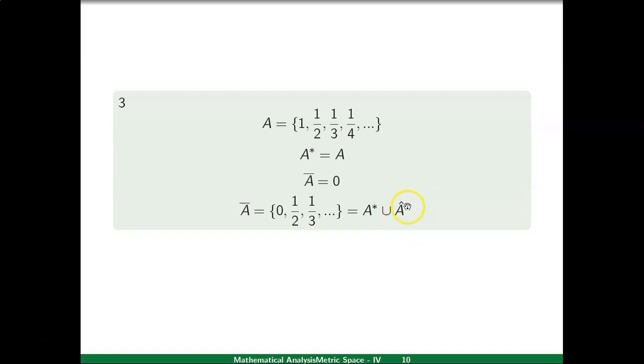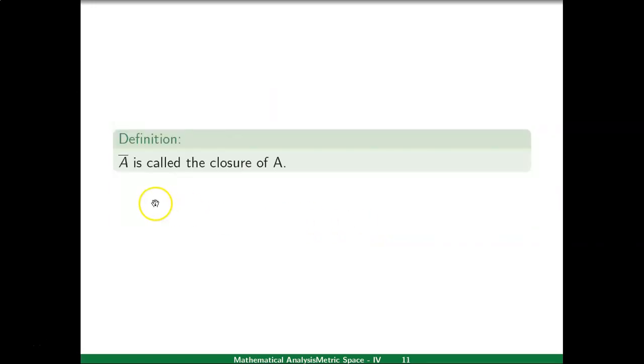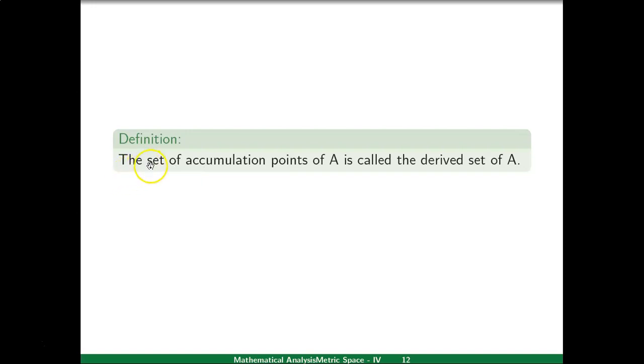A star and A hat are both notations for accumulation points. So A bar is equal to A union the set of accumulation points of A. Now A bar is called the closure of A. We will call A bar the closure of A. And the set of accumulation points of A is called the derived set of A. This is very important terminology in metric space.